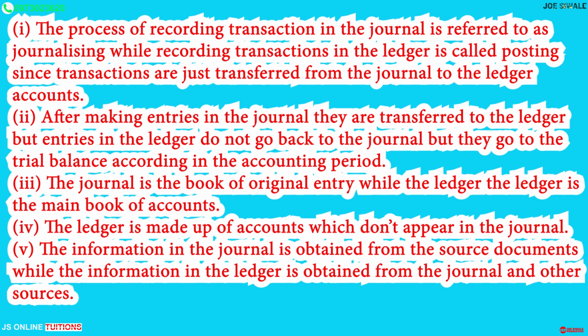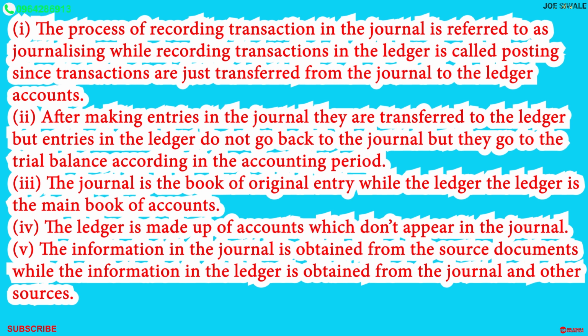Then the second difference: after making entries in the journal, they are transferred to the ledger, but entries in the ledger do not go back to the journal; they go to the trial balance according to the accounting period. Then our third difference: the journal is a book of original entry while the ledger is the main book of accounts.